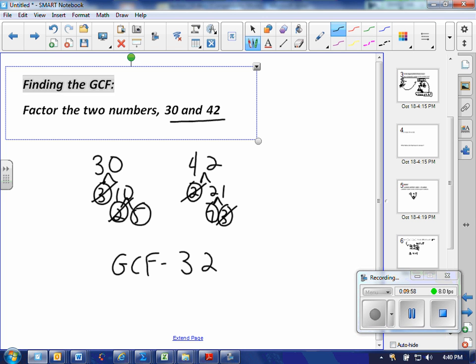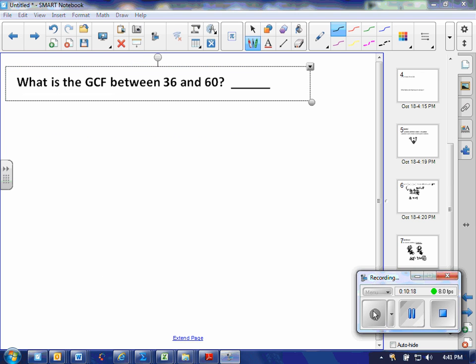Now, the numbers that are written for the GCF, that I pulled out, that are the shared factors in the factor tree, I now will multiply them. So 3 times 2 is 6. 6 would be the GCF for 42 and 30. So again, 6 goes into 30 5 times, 6 goes into 42 7 times. That's the greatest common factor.